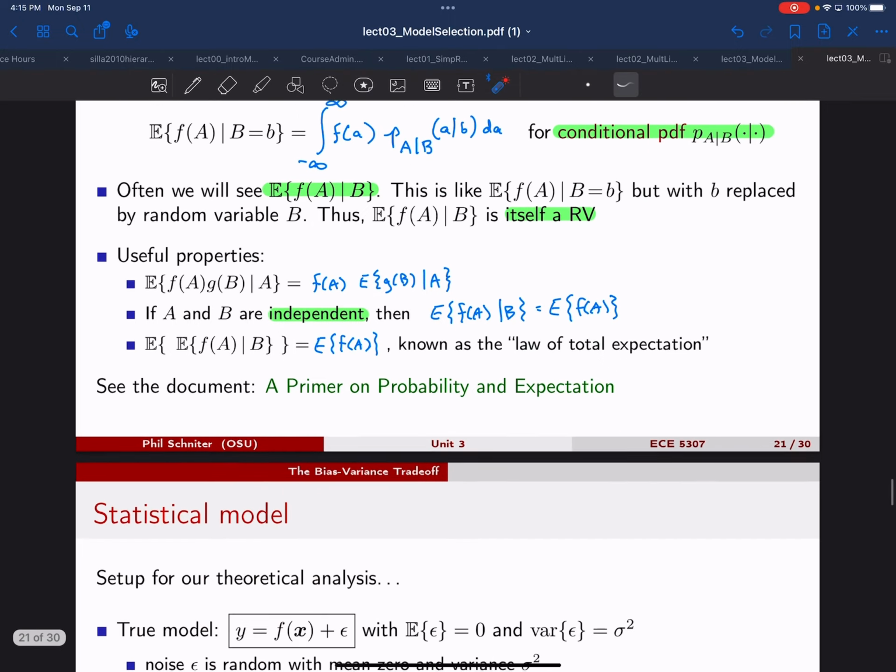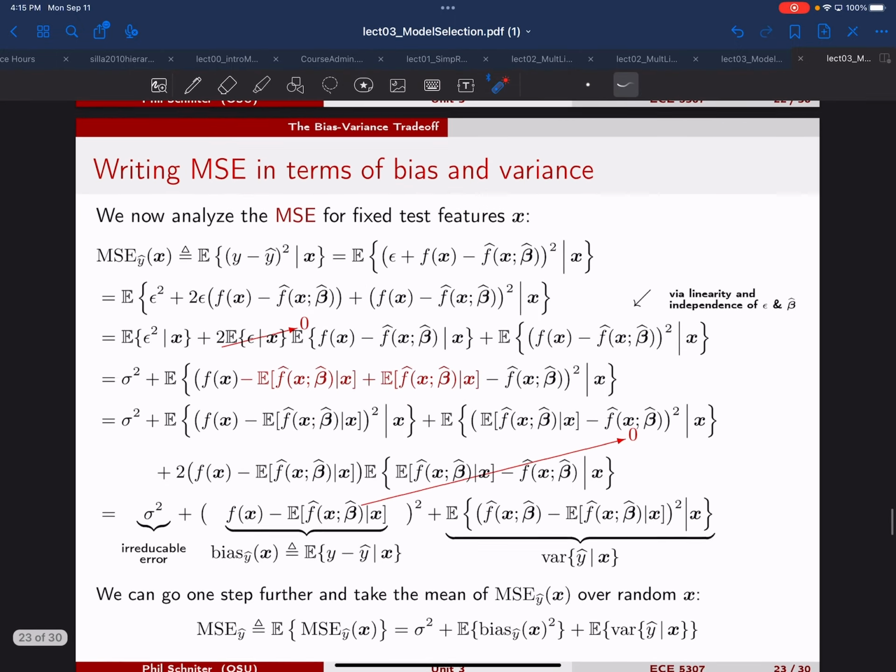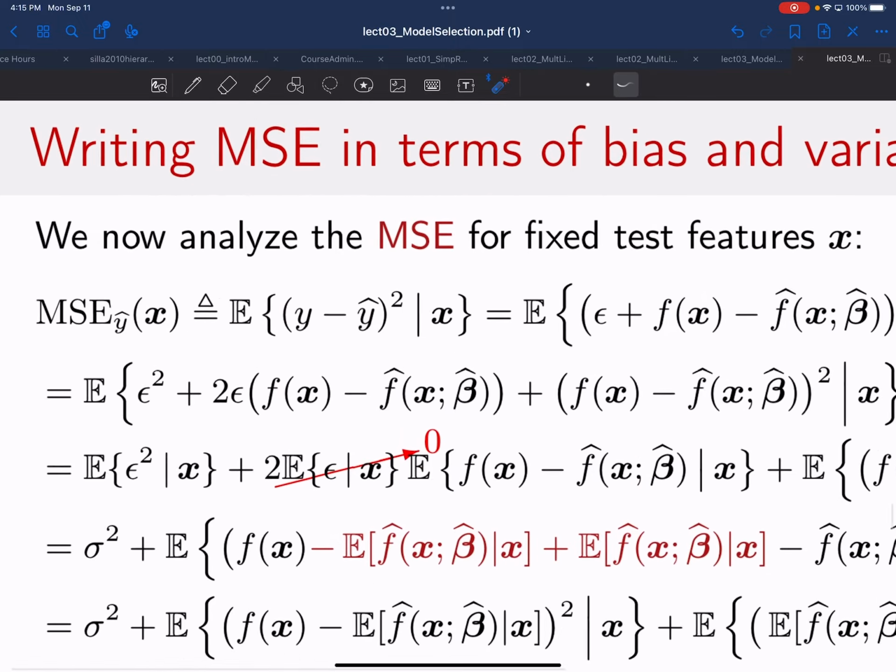Okay, all right, so let's start to analyze the mean squared error. So here we begin.